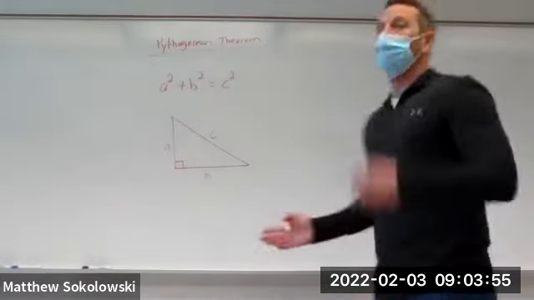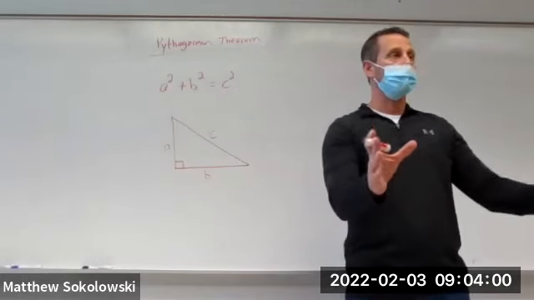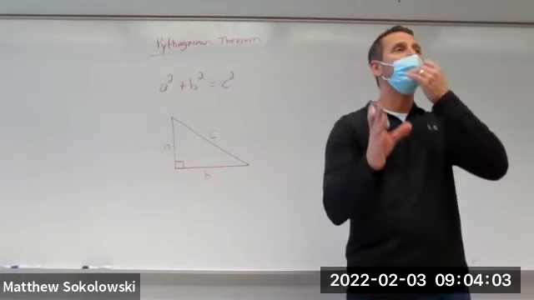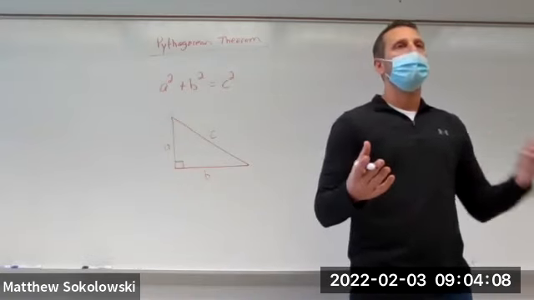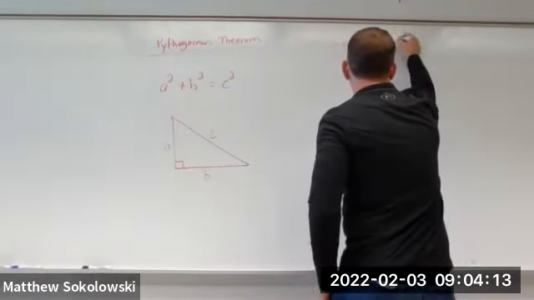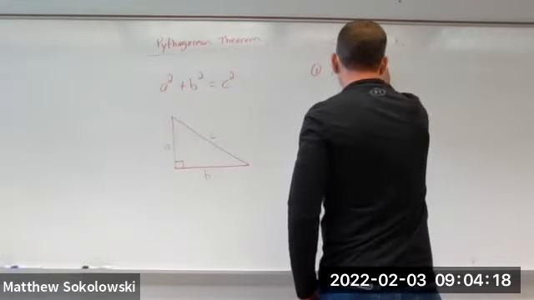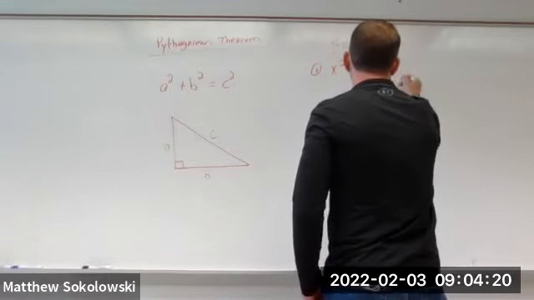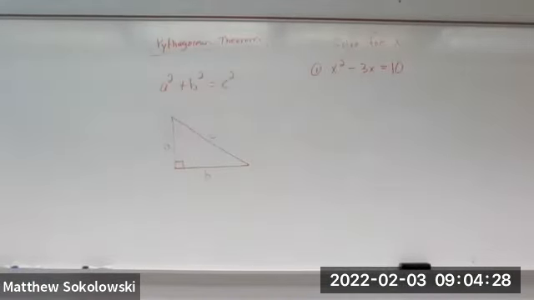All right. So to start this unit, before we get into all the Pythagorean theorem stuff, we're going to review quadratics and solving quadratic equations. We've done some of that already, right? Like if I ask you to solve for x in x squared minus 3x equals 10, that's a quadratic equation. How do you solve that quadratic equation?